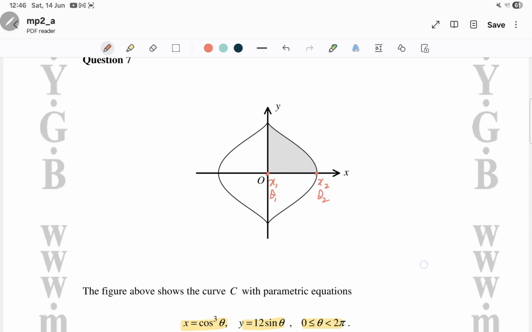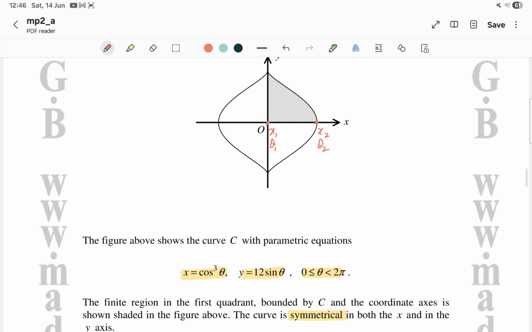And if we set x equals 0 at this one point, to find theta 1 in this parametric equation, because the parametric equation is x equals cos cube theta, if you put x equals 0 in it, it will be 0 equals cos cube theta.